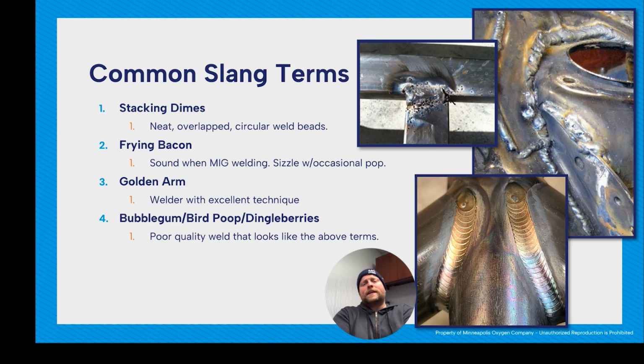All right, some slang terms to finish things off. Today we got stacking dimes. That's neat overlapped circular beads. This photo at the bottom here, those are some good looking stacked dimes. That just shows good movement, good consistency. I will tell you, in my opinion and from what I've learned, if a weld looks like that, odds are it's a good quality weld.